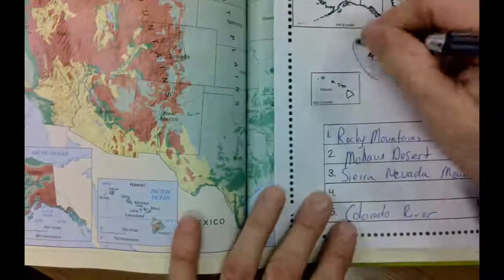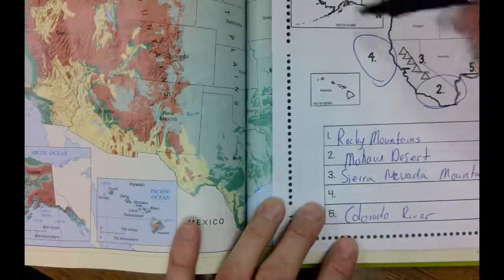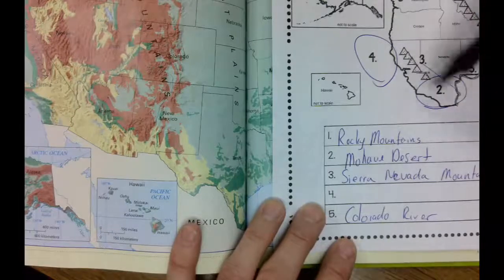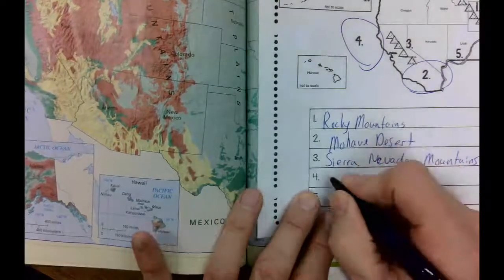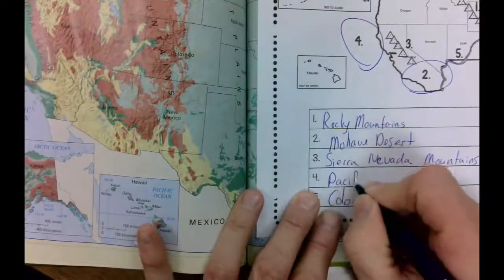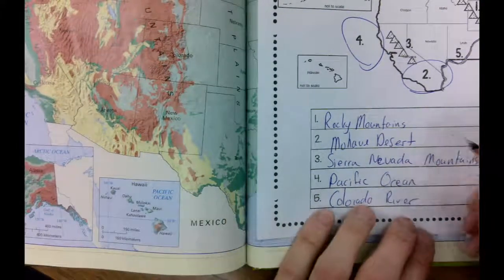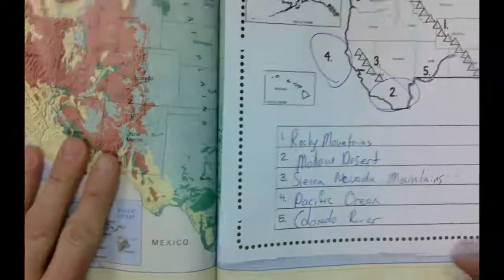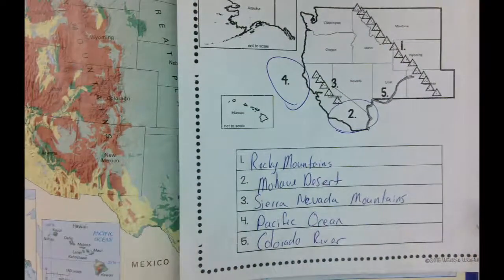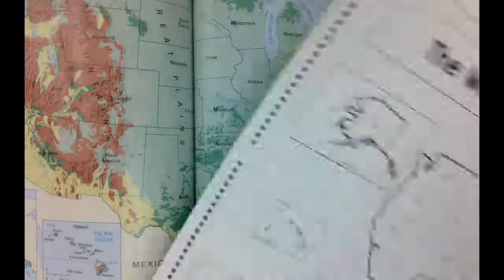And then the last one out here in the middle touches all the way up to Alaska, all the way down to Hawaii, and along the coast over here. That's the Pacific. Pacific Ocean. Okay, this section is done. Let's flip it over to the front.